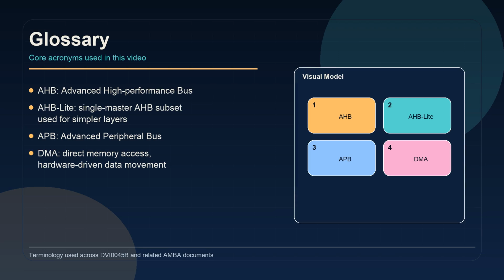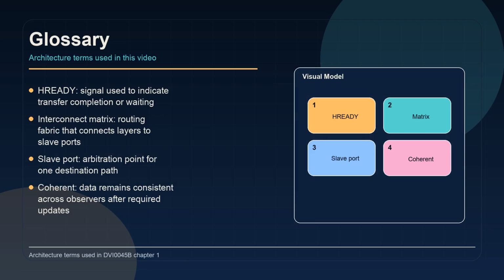AHB means Advanced High Performance Bus. AHB Lite is the single master subset used for simpler layers. APB means Advanced Peripheral Bus, and DMA means Direct Memory Access. HREADY is the signal used to indicate completion or waiting.